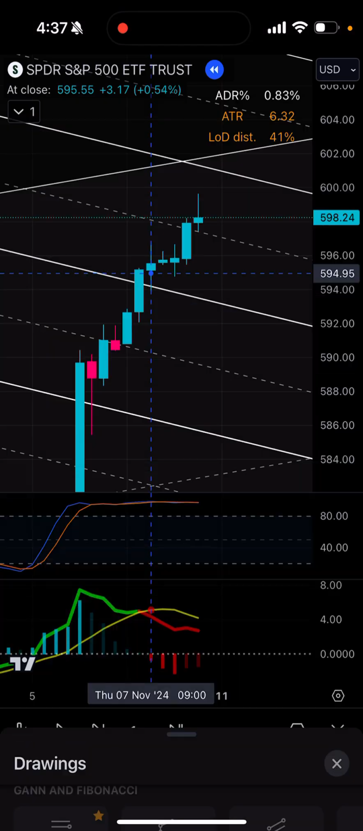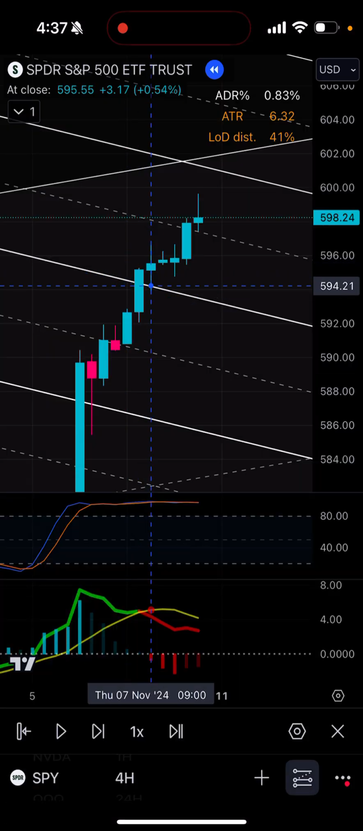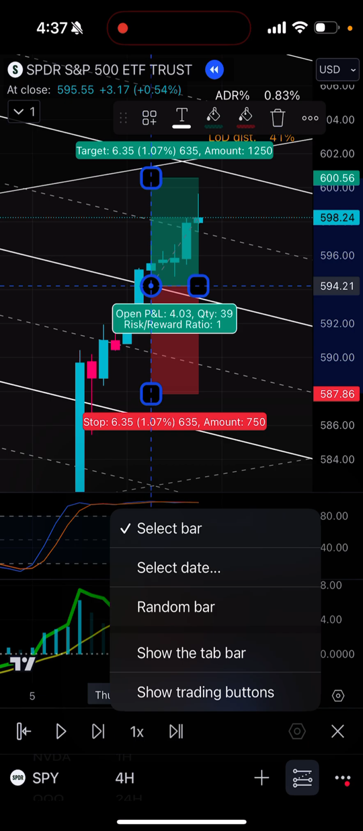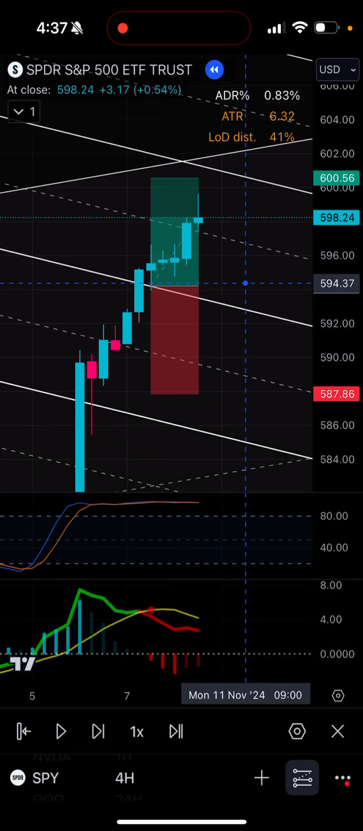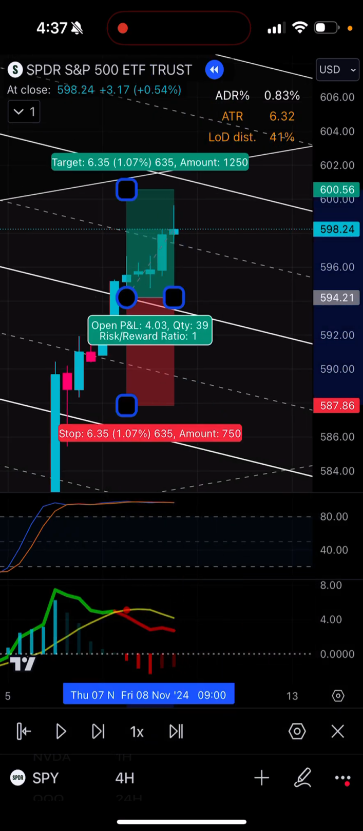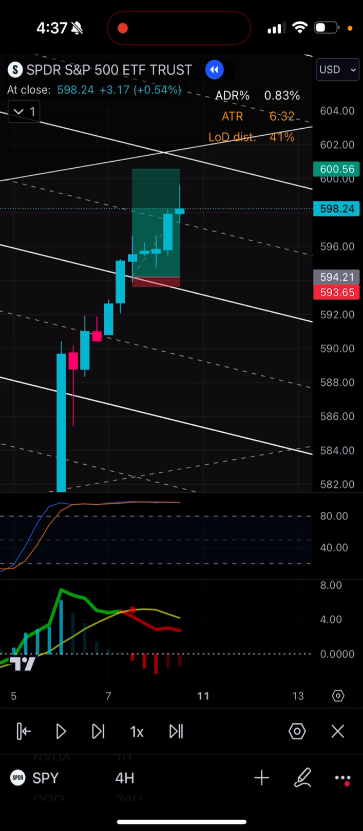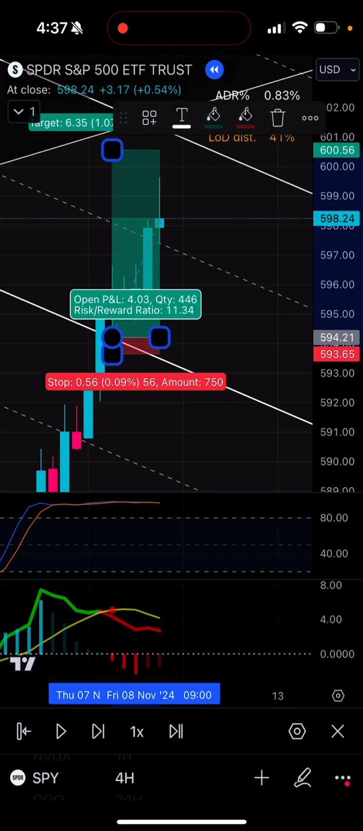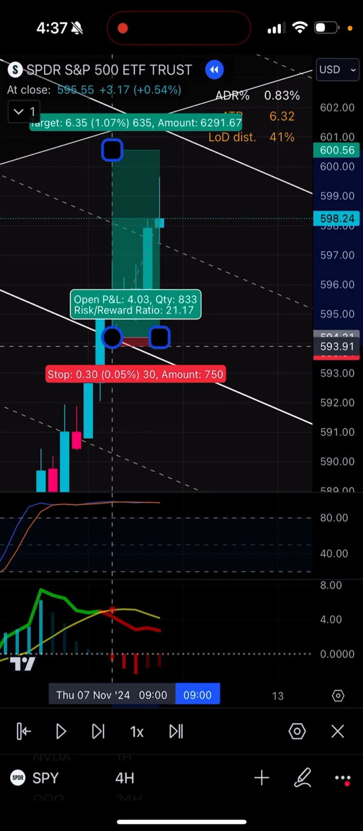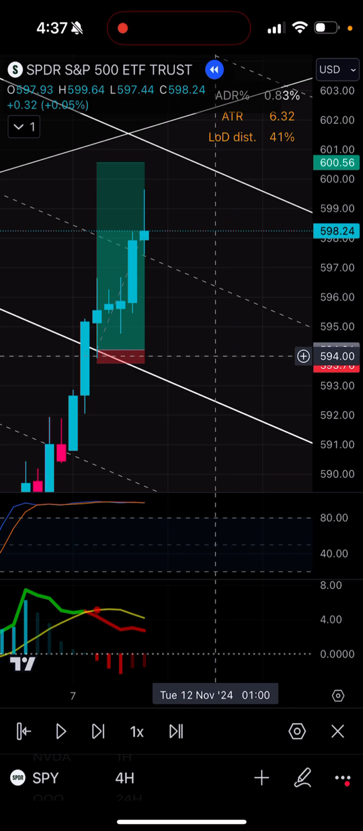Where's my long? You would enter right here at the bottom of trend. Your stops would be at the bottom of that candle. So again, you would take it right there. You take it right here, you close above, and your stops would be right at that bottom.